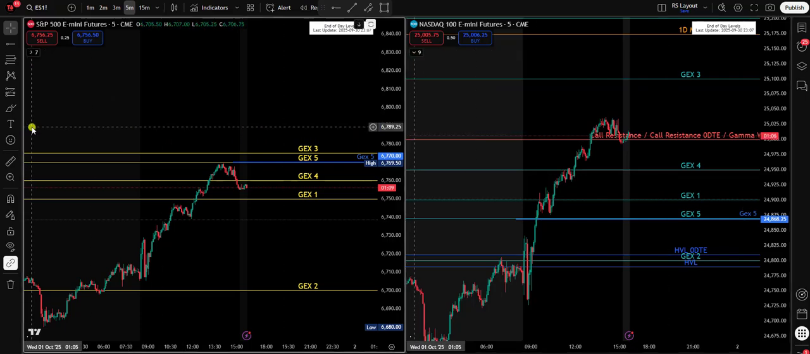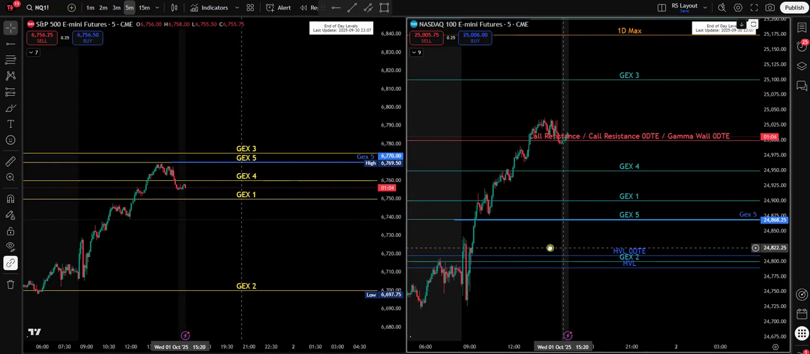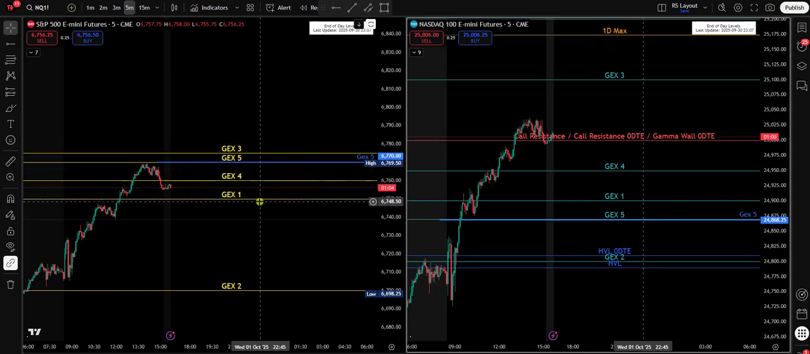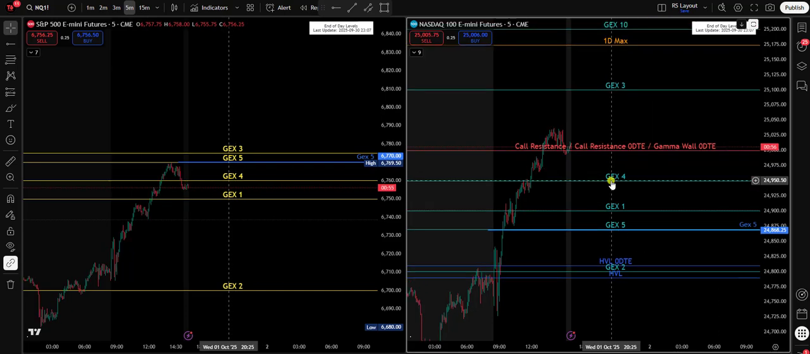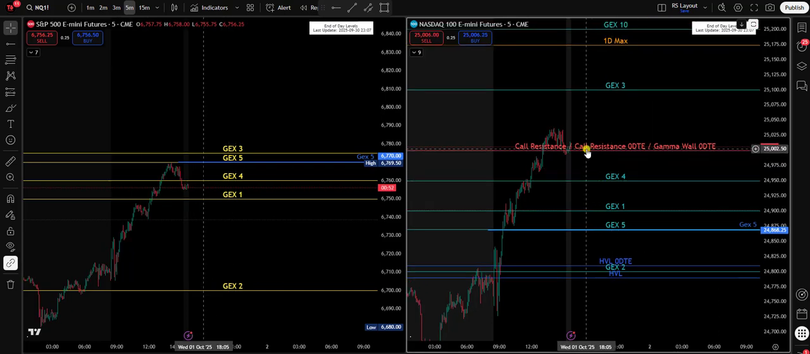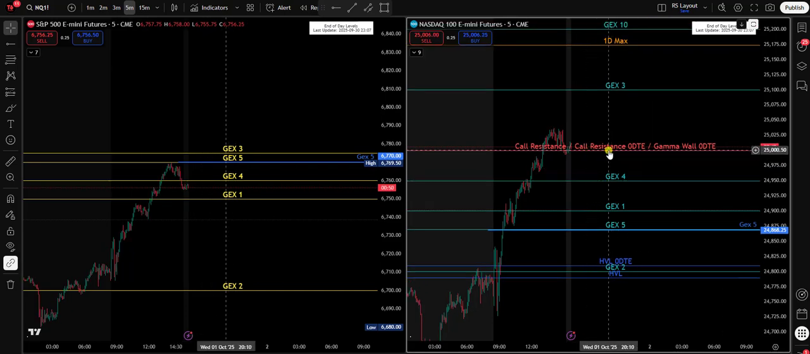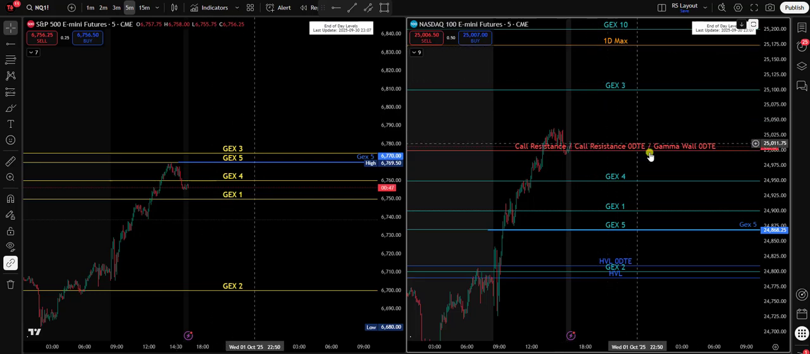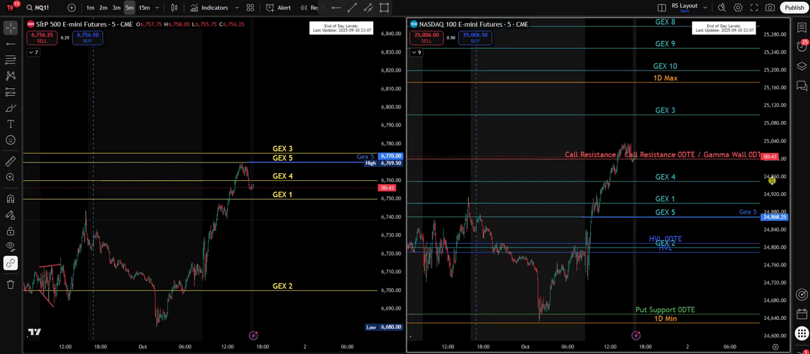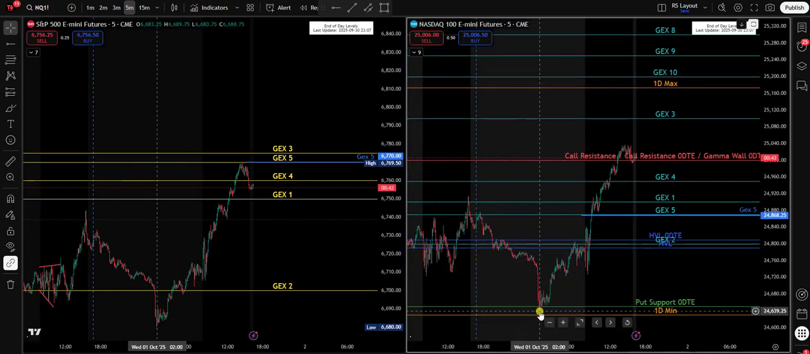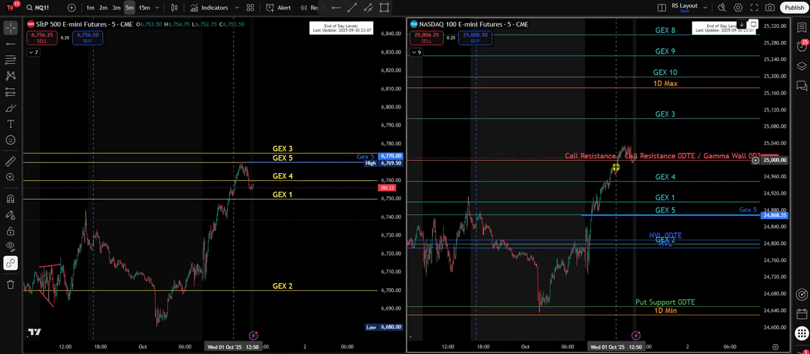Let me turn these lines back on, the gamma lines. And as you can see, you can have it clean like this over here, or you can have it over here like this. And you can also change the colors of all these lines if you like, and you can get rid of the call resistance line if you like. 1 day max and 1 day minimum, they hardly ever reach those areas. In this case, it did hit. We had a huge news event last night, came down to the 1 day minimum overnight, and then took off all through the day.